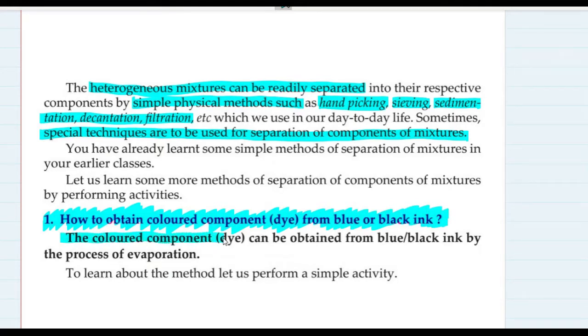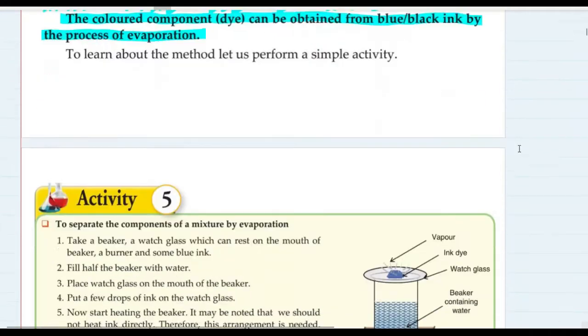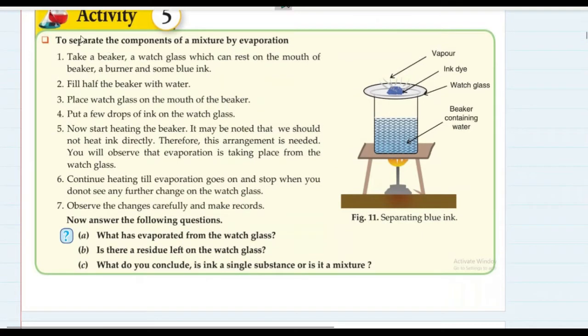The colored component or dye can be obtained from blue or black ink by the process of evaporation, which is the simplest process. Let's do one activity. In this activity, we have to separate the components of a mixture by evaporation. So you have to take a beaker, a watch glass, which is this kind of a saucer which can rest on the mouth of the beaker, a burner and some blue ink.